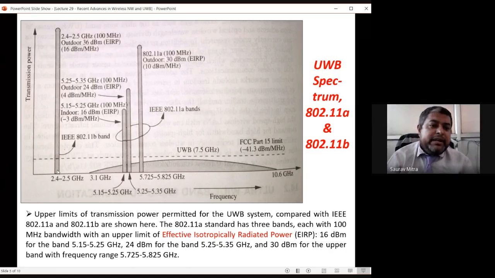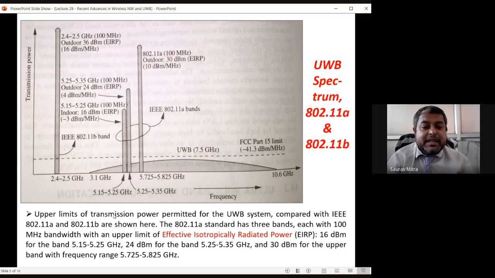Okay, so narrowband B is 2.4 gigahertz to 2.5 gigahertz. This is IEEE 802.11b, the narrowband B. Narrowband A is the IEEE 802.11a bands. So actually IEEE 802.11a has three bands. The first band ranges from 5.15 to 5.25 gigahertz. The next band ranges from 5.25 to 5.35 gigahertz, and the third band is 100 megahertz wide. So these are the three bands.